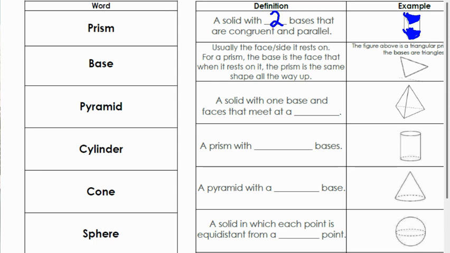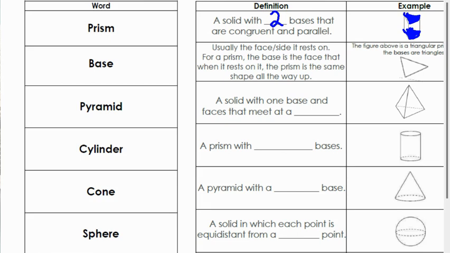And for a prism in particular, the base is the side that when it rests on it, it is the same shape all the way up. So that covers our second term, base. Okay, and so in this triangular prism, the base is a triangle, and it's a triangle all the way up when it rests on its base.